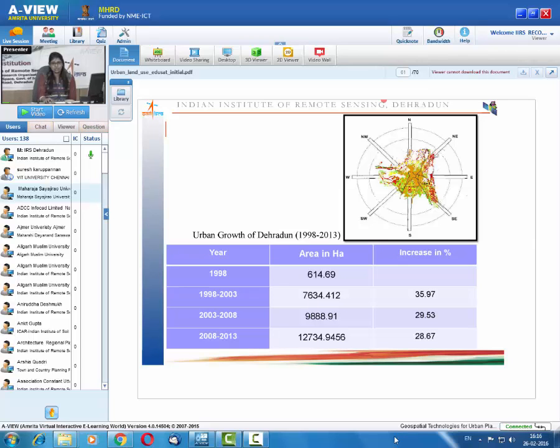So there is approximately 29% growth from 2008 to 2013 in Dehradun city, and the city has grown typically in three major directions, which are northeast, west and southeast. So this kind of analysis, and how much it has grown, can also be analyzed with the data.